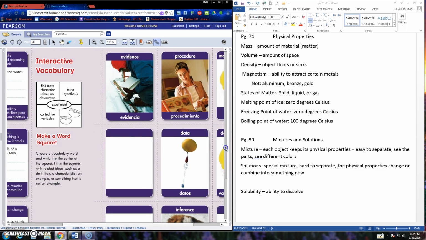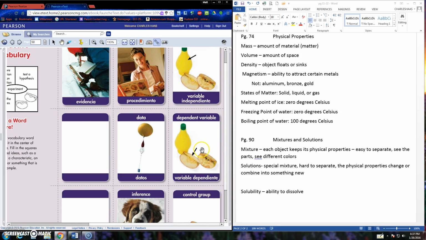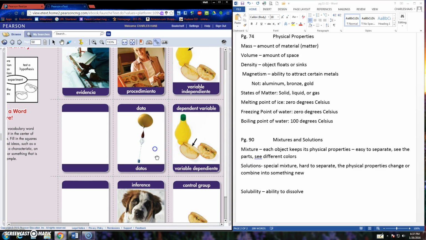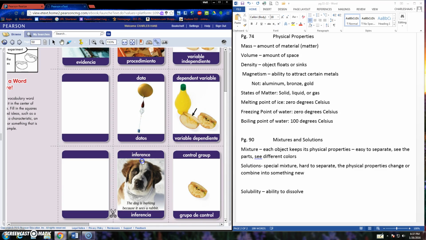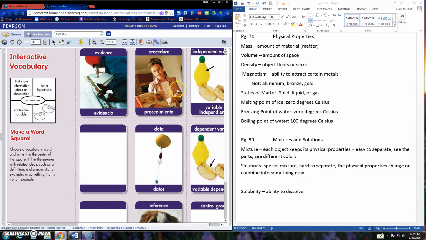On the next page, here's a few more cards. Evidence, procedure, independent variable, the dependent variable, data, inference, and control group. And the definitions are at the back of those cards. So you may go ahead and take out these pages. You may cut apart the cards, and Ms. Landrum will give you a Ziploc baggie.